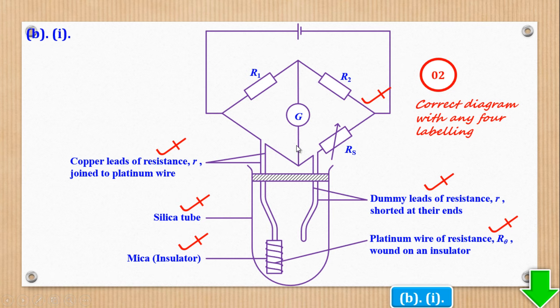Why are they equal? It is because each of these, let me do something here. This one has a resistance of R theta plus small r. This one has a resistance Rs plus small r. Do you notice something? That means if the small r goes away, it implies that Rs will be equal to R theta. So each value you'll be reading here will be equal to the resistance of this platinum wire. That's the logic behind it.